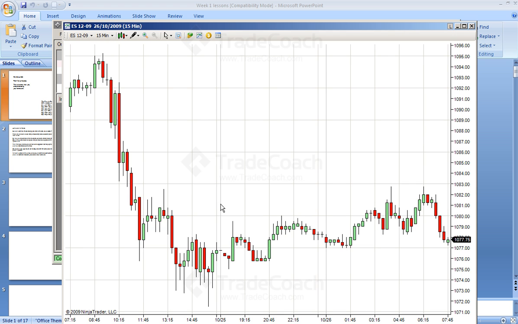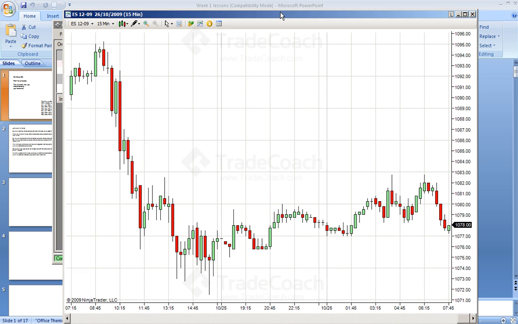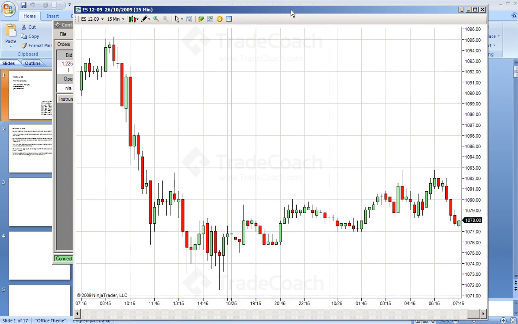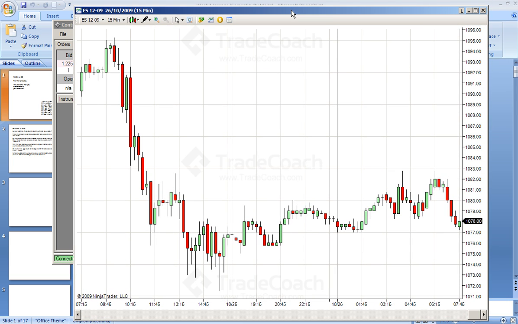I heard there was a question during the week about how do I get NinjaTrader to connect to my FX and my E-minis at the same time. To do that you've got to buy one of their lifetime licenses.